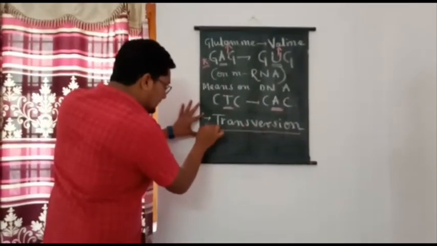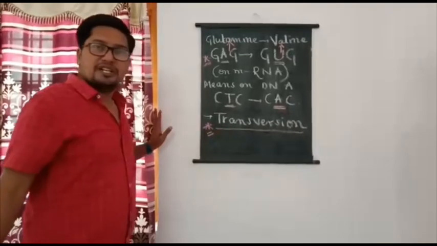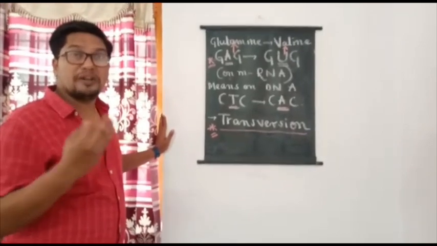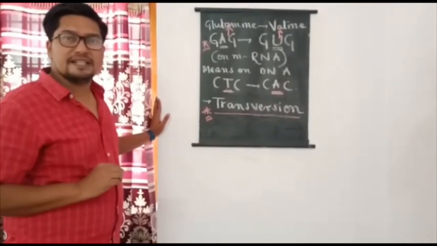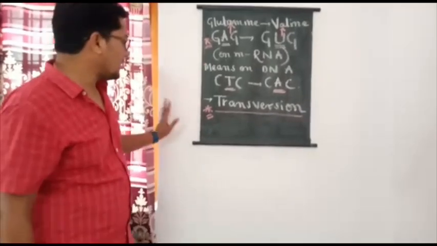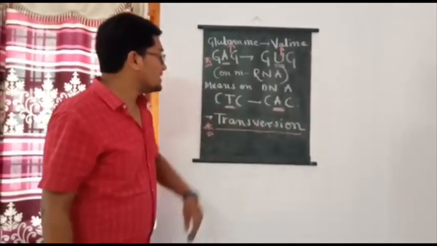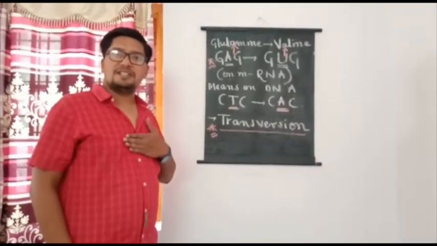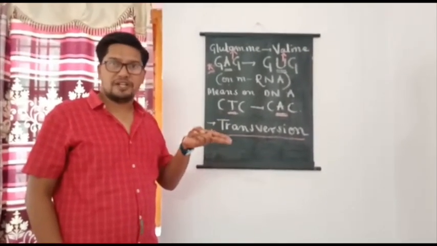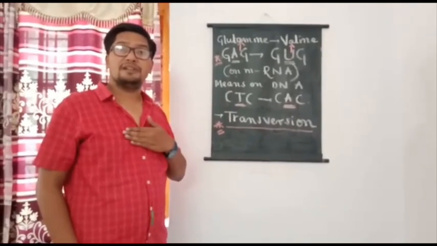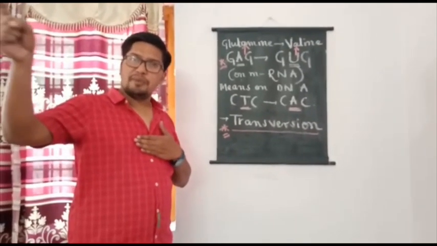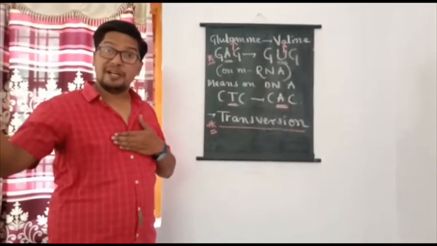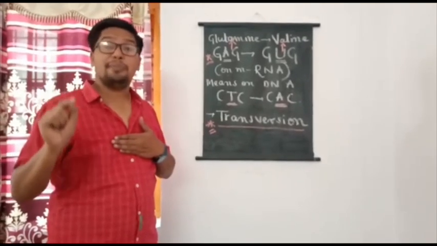Once again, an important question which is not directly mentioned in the textbook. If the question is asked, which type of gene mutation or point mutation is responsible for sickle cell anemia, our answer should be transversion. Why am I telling like this? You know, the two important types of point mutations are transition and transversion. In transition, what happens? One purine may be replaced by another purine, or one pyrimidine is replaced by another pyrimidine. But in transversion, what happens? Tell me.